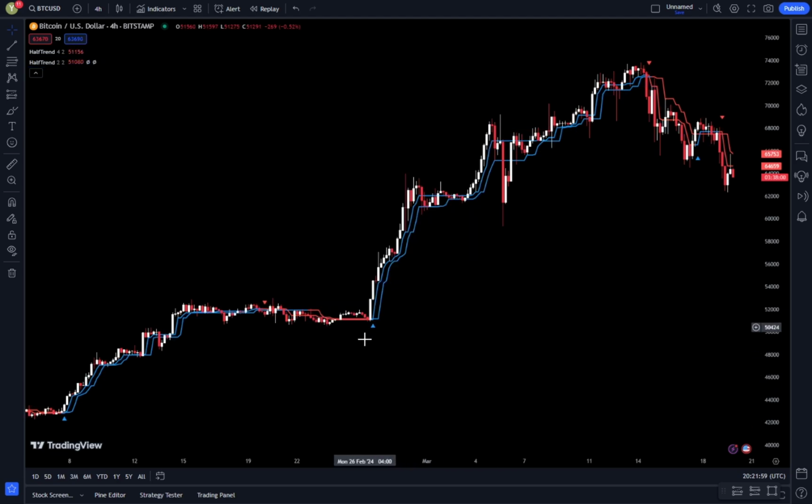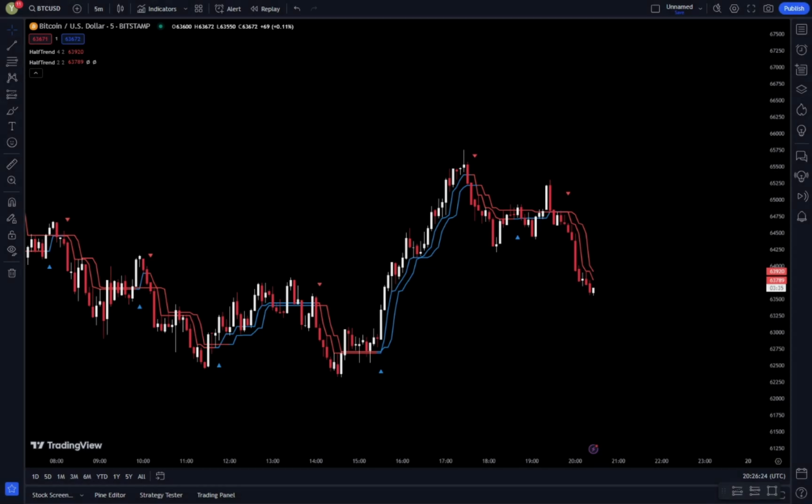When a blue arrow pops up, it's time to think about buying. And when a red arrow shows up, it's time to think about selling. Simple, right? Now let's talk about how to actually place those buy and sell orders using these indicators. If you see a blue arrow and the half-trend line is blue too, that's your signal to buy.